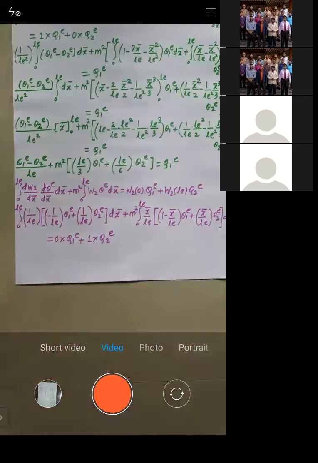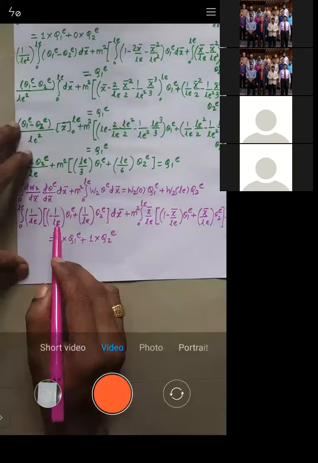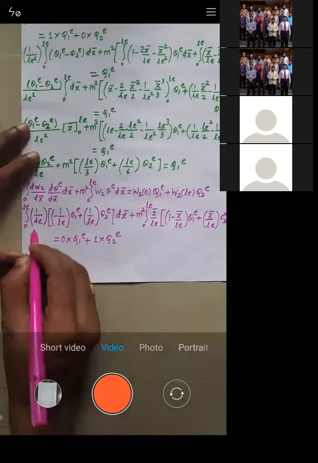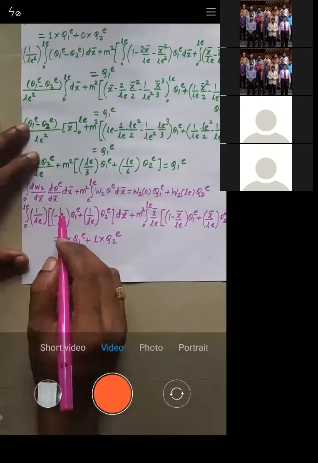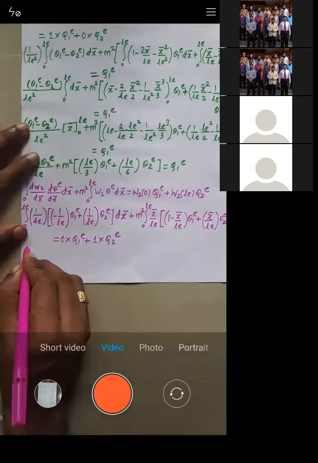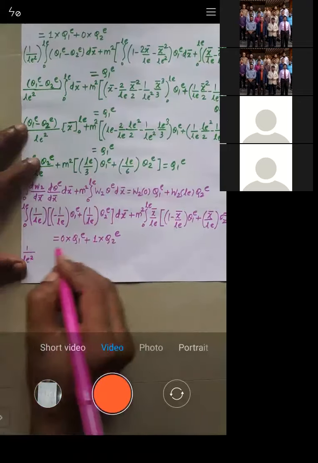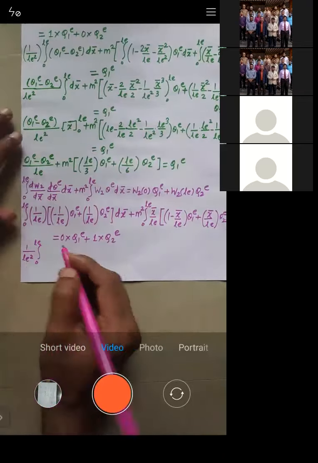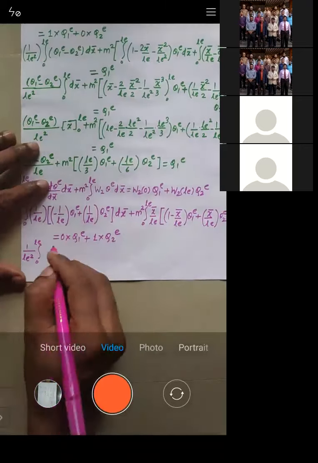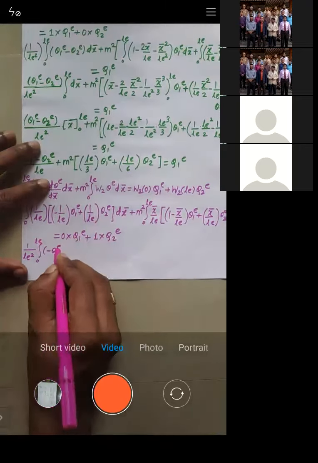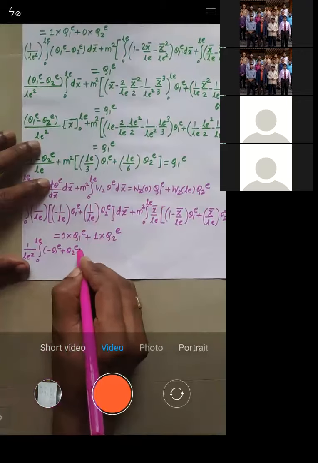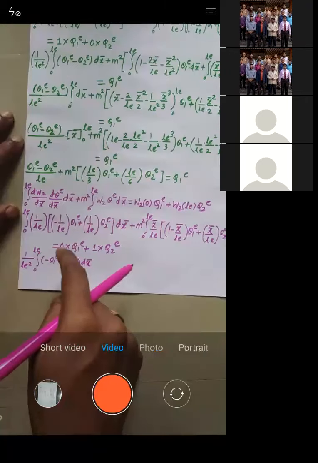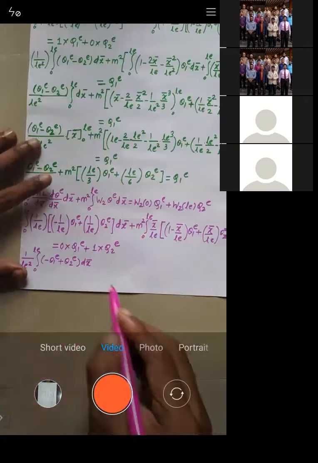Okay. So see what we'll do here. From the numerator, these two terms, we'll take 1 by LE common. When we take 1 by LE common, we will get 1 by LE square, 0 to LE. What is remaining is minus theta 1E plus theta 2E into dx bar. This is only remaining. So we'll get this term plus M square.